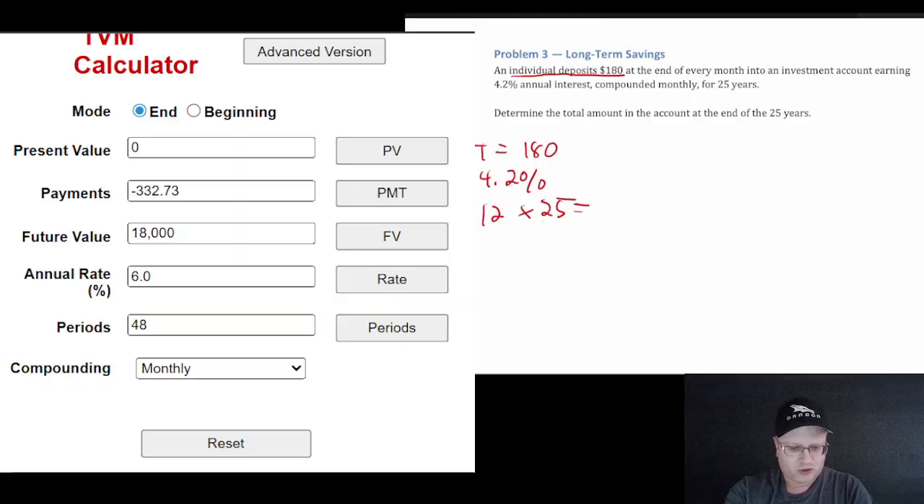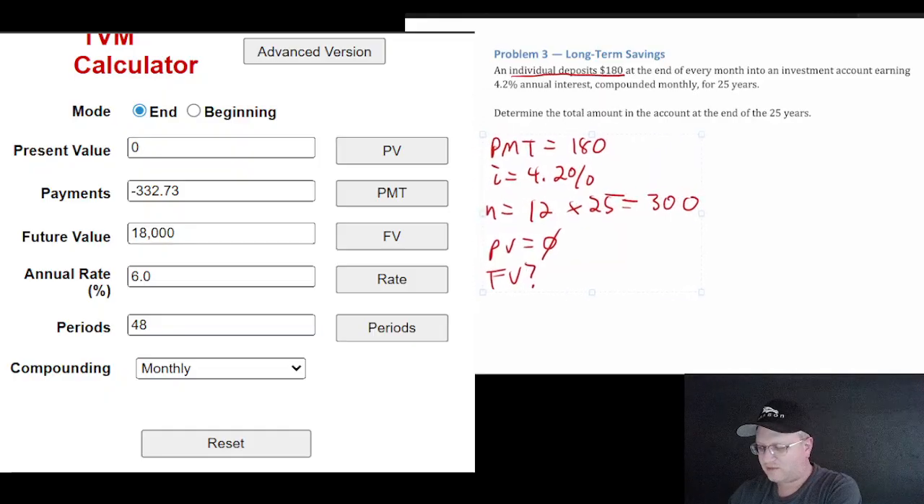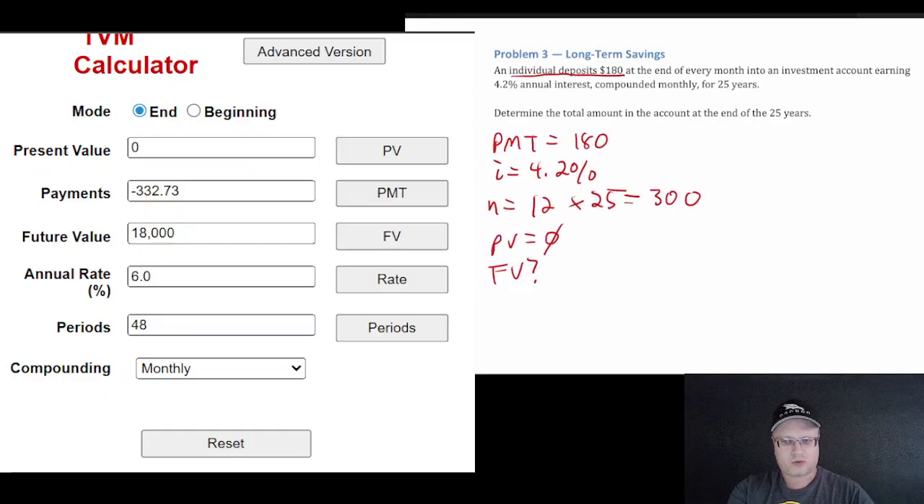I did this earlier, but I can't remember the number, so let's double check. 12 times 25 is 300. So 300 compounding periods. We're just starting, so present value is going to be 0, and we want to find our future value. How much will we have in the future at the end of the savings? So let's try our TVM solver one more time.